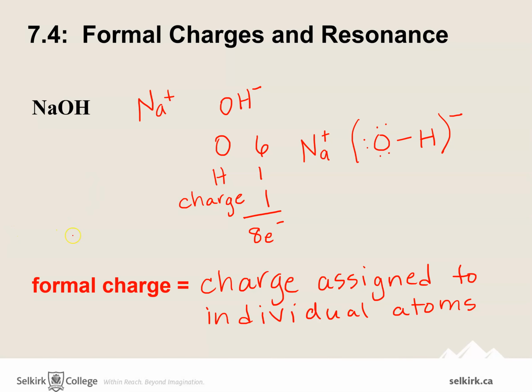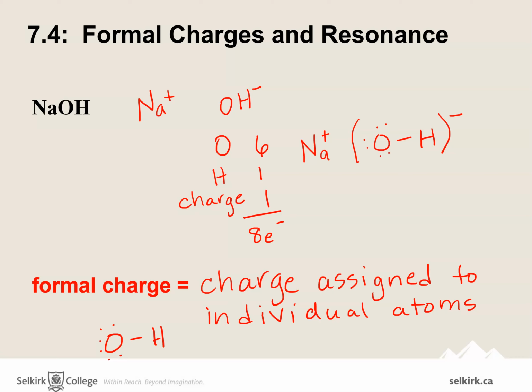So if I look at that hydroxide ion again, first let's look at the oxygen. From its position in the periodic table, I expect it to have 6 valence electrons. But in this structure, how many is it actually contributing? Now for formal charge, I'm going to do a different kind of count than I did for the octet rule.